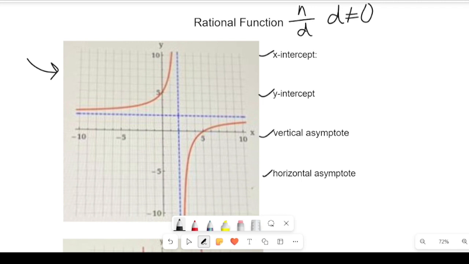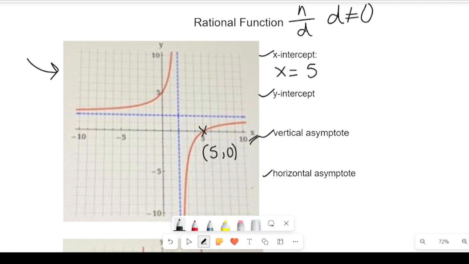The x-intercept is a point on the x-axis where our curve intersects. On this graph, this is our x-axis and the red curve is our curve. It intersects the x-axis at this point, where our x is 5 and our y is 0. So we're going to say that our x-intercept is x equals 5.